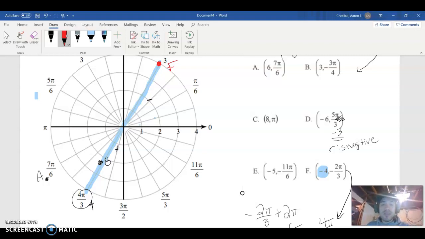So guys, this covers how to plot polar coordinates in a little more detail. I hope you found this helpful, especially with the negative radii and the negative angles. Find those angles using a positive coterminal angle. Find it on the unit circle. It's easier when it is there.